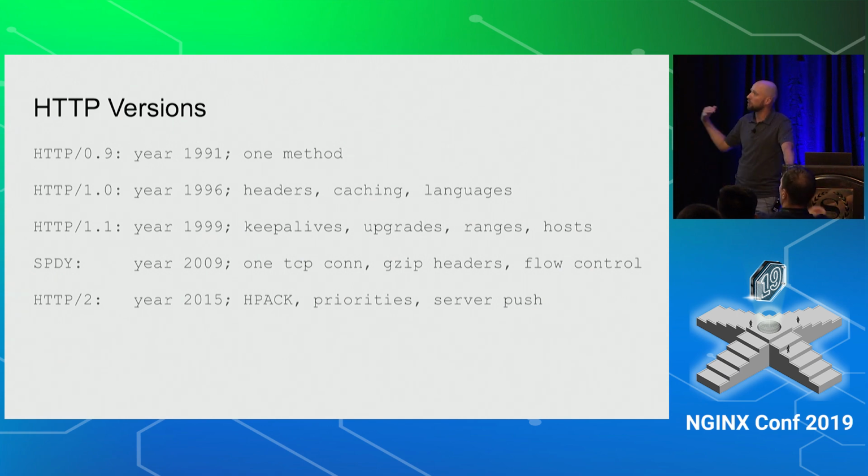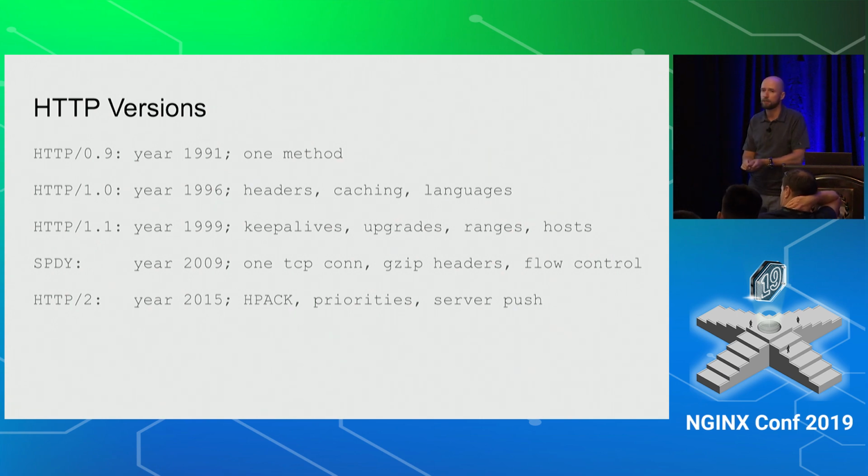And then further down the road, in year 1996, more functionality appeared in the protocol. The different HTTP headers appeared there, the different cache headers, the things for supporting multiple languages, multiple charsets, and the protocol evolved into something more usable in that sense.